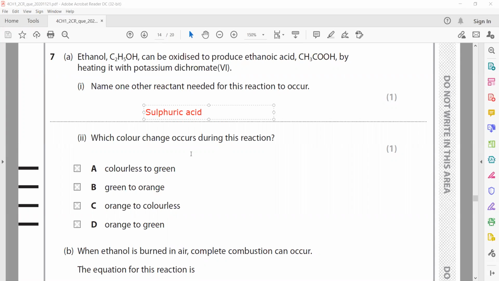Potassium dichromate 6. Which color change occurs during this reaction? This is orange. So when chromium is 6, it is orange. Chromium 3 changes to green. So it will change from orange to green. If it was potassium manganate, it will change from purple to colorless.